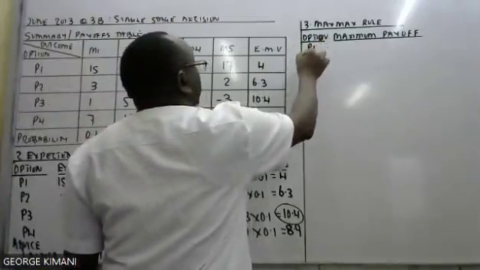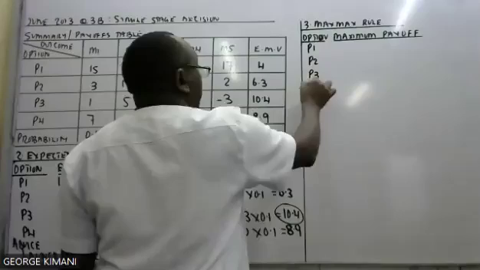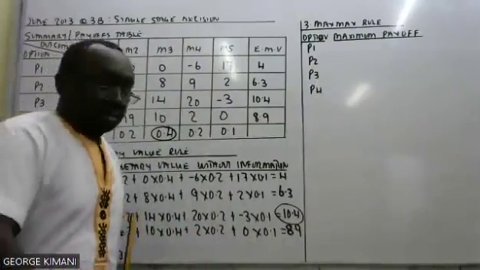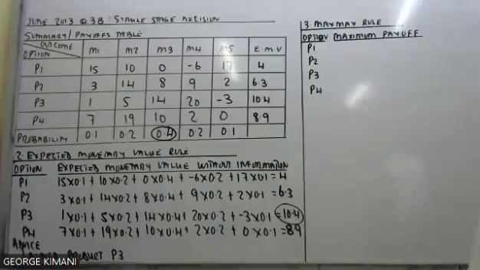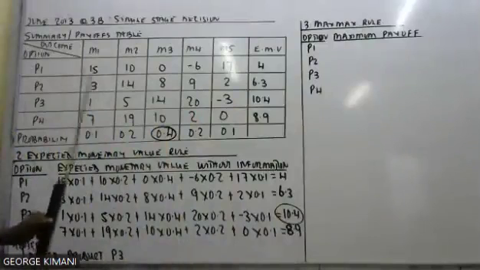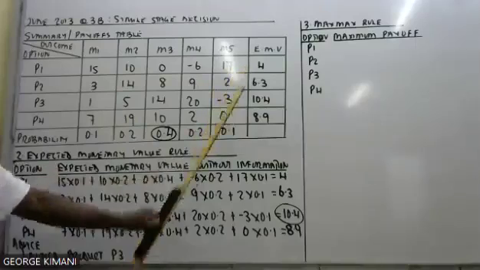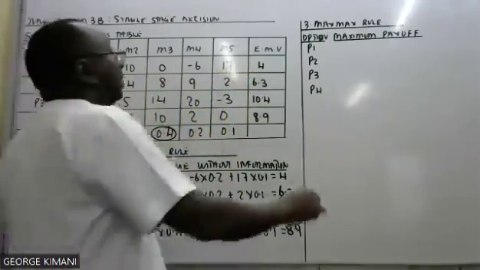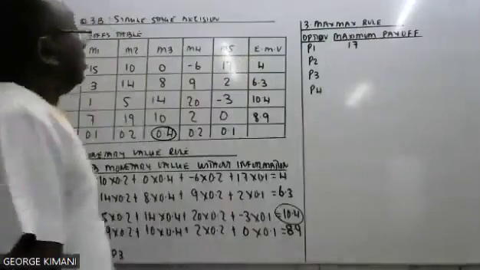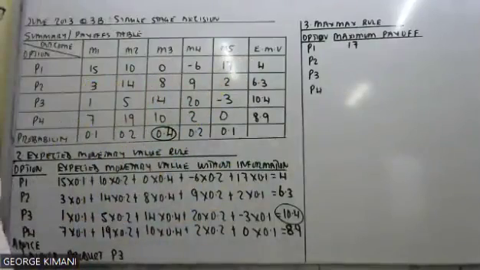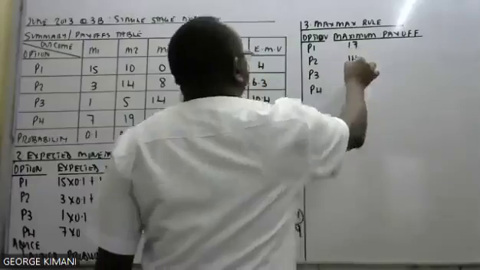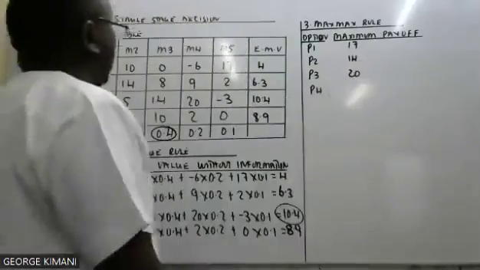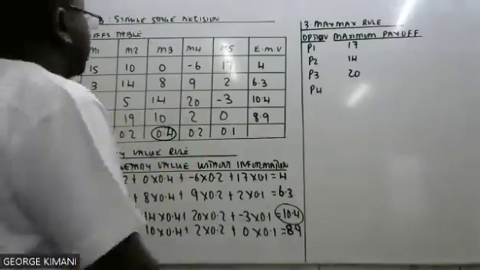So under P1, P2, P3, and P4. So look at the payoffs under P1. The maximum is which one? Ukifuata hizi za P1. The maximum is 17. When you follow P2, the maximum is 14. When you follow P3, the maximum is 20. And when you follow P4, the maximum is what? 19.